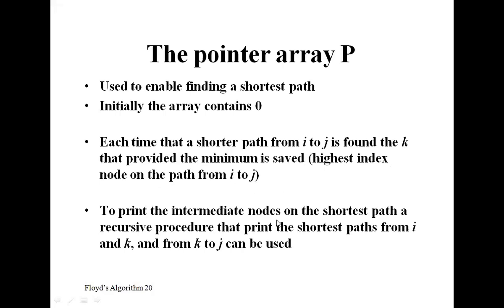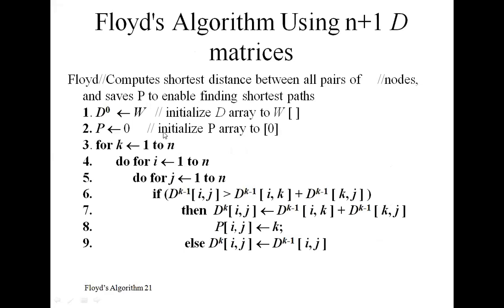To print the intermediate nodes on the shortest path, a recursive procedure that prints the shortest paths from i to k, and from k to j can be used. So recursive paths can be considered. So this is Floyd's algorithm. We can refer to any textbook. We have the algorithm of Floyd's, which computes the shortest distance between all pairs of nodes and saves P to enable finding the shortest paths.